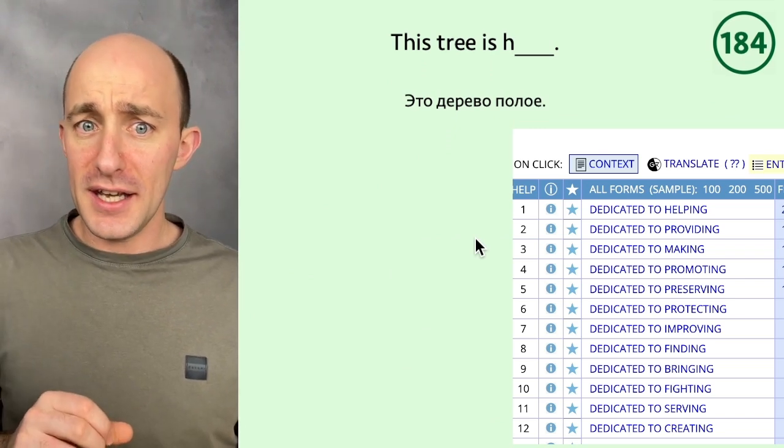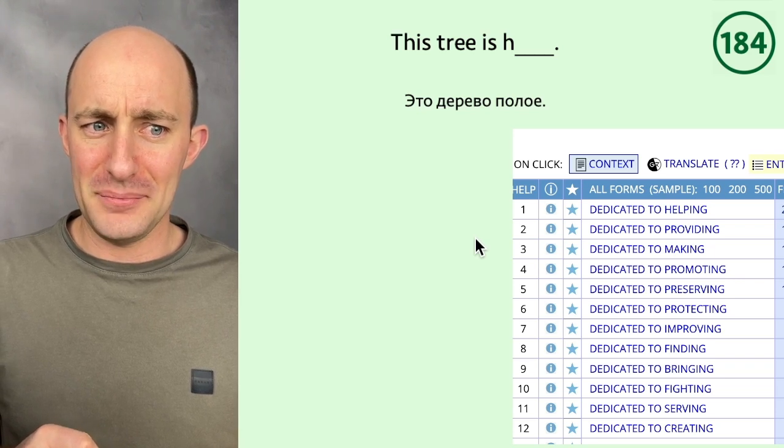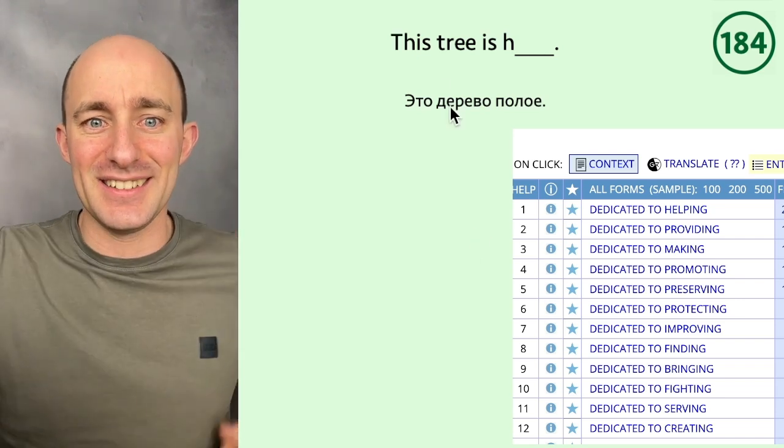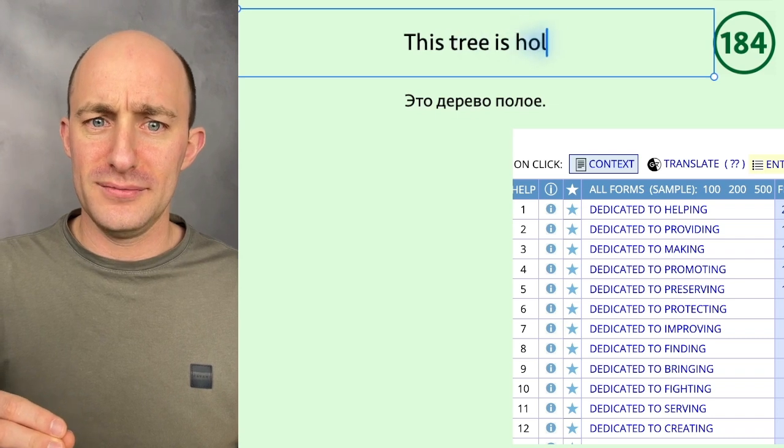Next one. Это дерево. Oh no. Полое. Полое, I guess. There's nothing inside it. This tree is hollow.